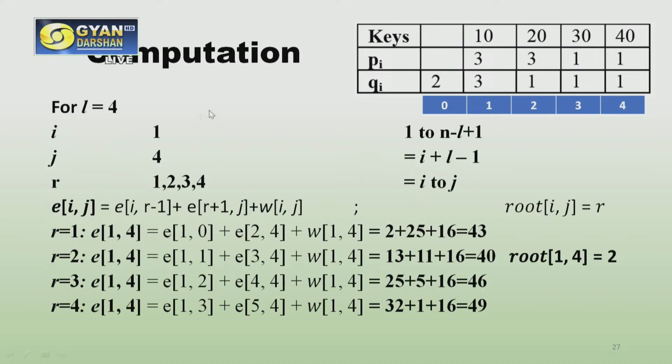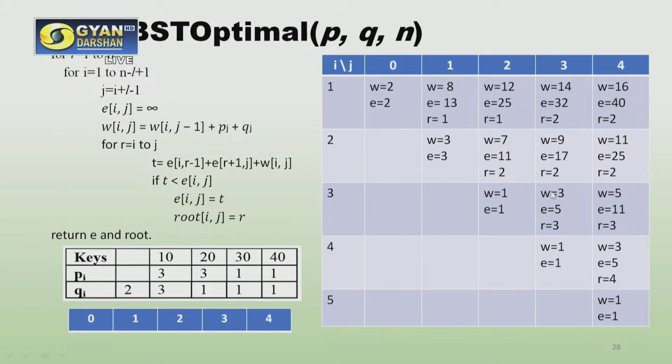Okay. And the computation for L equals to 4, we'll do it once again for 1, 2, 3, 4. You can substitute it in the equation, and you find that the minimum cost turns out to be 40, which divided by 16 is technically 2.5. And root happens to be 2 in this particular case. So this is my completely filled in table with W is 1, 16 by 16, and E, the cost, is 40 by 16, which is going to be 2.5 in this particular case.